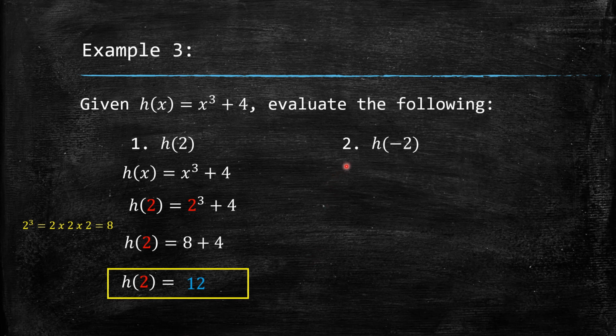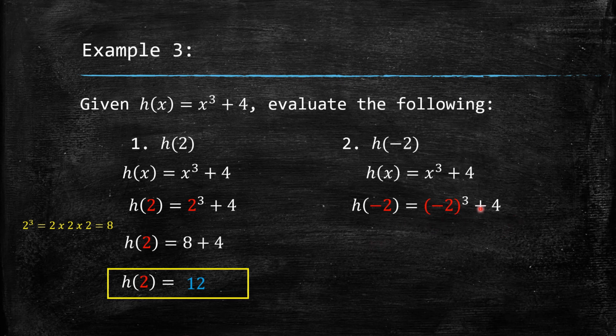Next is h of negative 2. So we will use the given, h of x equals x cubed plus 4. Replace the value of x with negative 2. So we will have h of negative 2 equals negative 2 cubed plus 4.